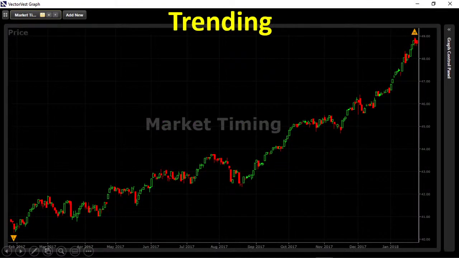So here's what a trending market looks like. Now, this is February of 2017 to February of 2018. Don't worry about the time frame. It's the picture here that we want to take a mental snapshot of and understand what type of market this is. This is a trending market. This is a market that hits higher highs and higher lows.